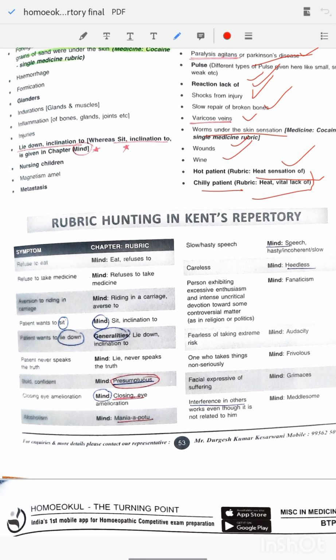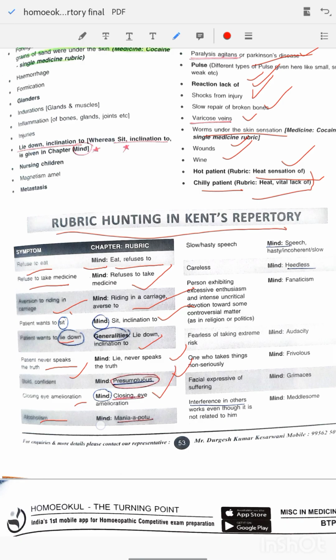Then we have some main rubrics which we should know. Refuse to eat is given in mind as rubric eat refuse to; refuse to take medicine, mind refuse to take medicine; aversion to riding in carriage, mind riding in carriage averse to; patient wants to sit, mind sit inclination to; patient wants to lie down, generalities lie down inclination to; patient never wants to speak the truth, mind lie never speaks the truth; bold and confident, mind presumptuous; closing eyes, mind closing eyes; alcoholism, mania; it is important, asked. Slow or hasty speech, mind.